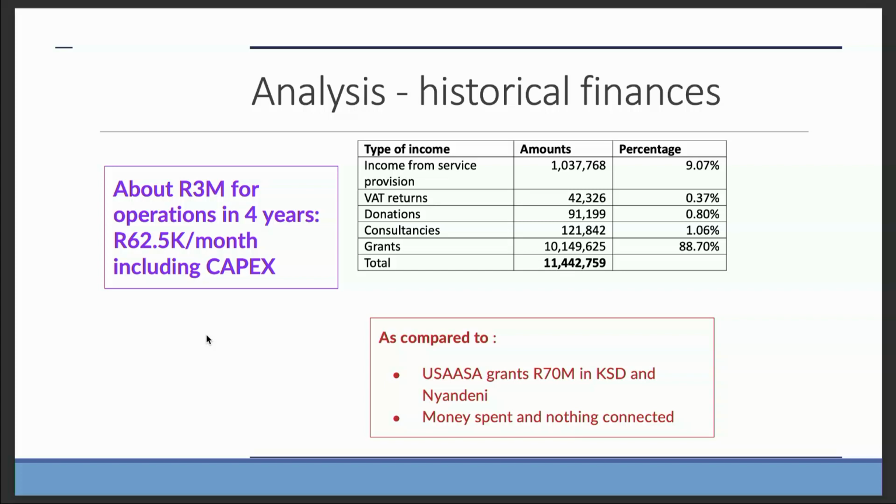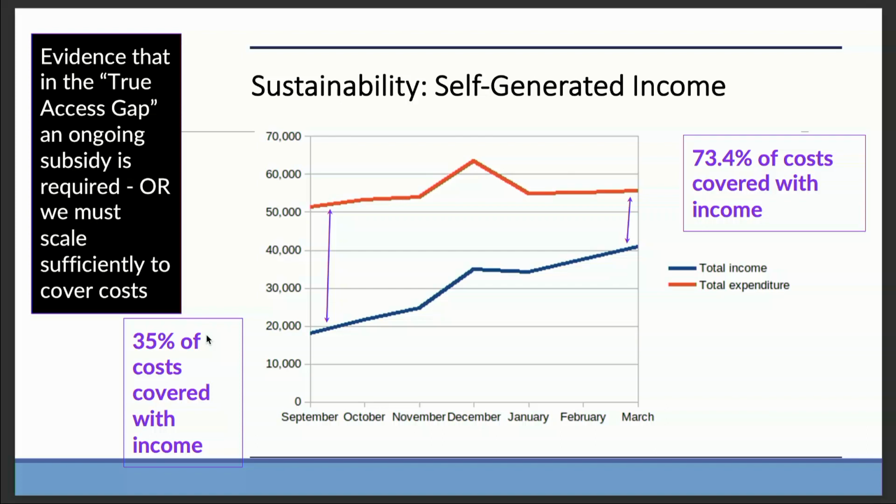Looking historically at our finances, we've spent about 3 million Rand in 4 years, a lot of which was funded through grants. As compared to what's been funded from the USEF in the Eastern Cape, in the areas where we operate, about 70 million rand funded from the USEF to other operators to date, nothing to show. Money spent and nothing connected. We've spent about 3 million rand and still are providing services to communities.